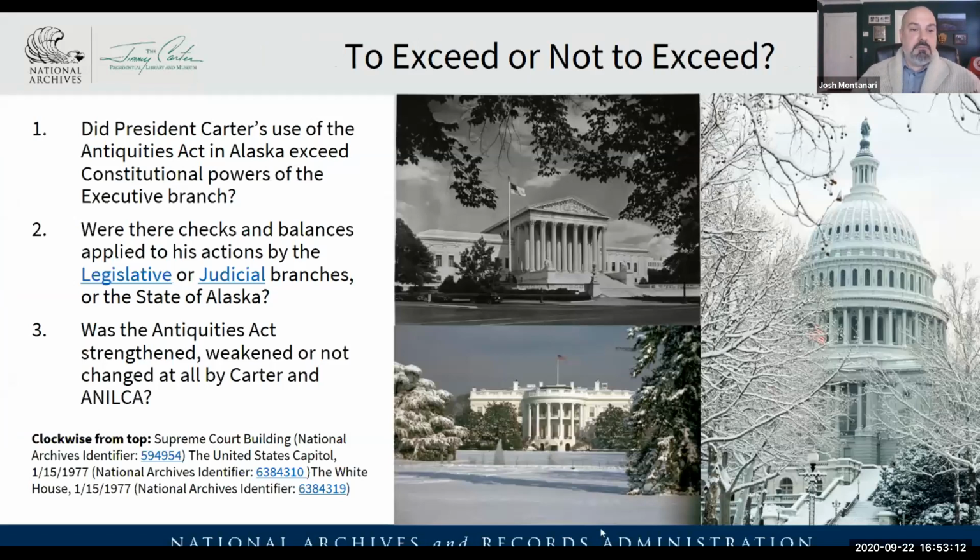And so the question is, did President Carter, technically any president who has used the Antiquities Act, have they exceeded their constitutional authority, or haven't they? So if we can go ahead and get in our chat box there, I've just had three questions that we can discuss. Number one, did President Carter's use of the Antiquities Act in Alaska exceed constitutional powers of the executive branch? And again, this is a president invoking a law passed by Congress, signed by the president at the time. The president's job is to enforce laws, like President Eisenhower calling the National Guard out to Little Rock High School. Not quite the same situation, but again, the president is using this established law. So it's not necessarily an executive order. We see a lot of those happening right now in the Trump administration. This is acting according to a law.